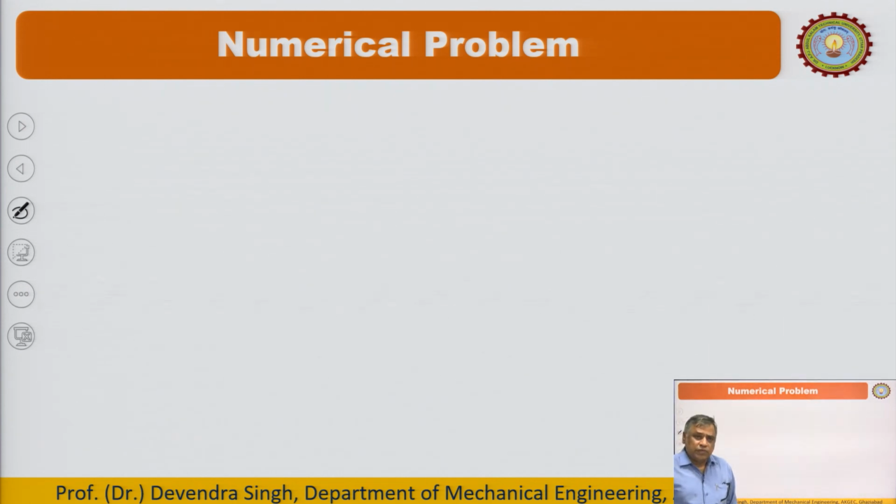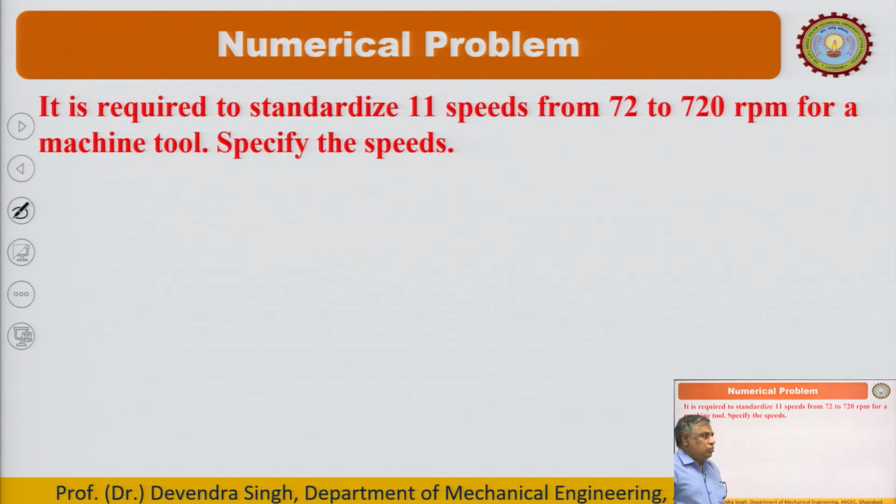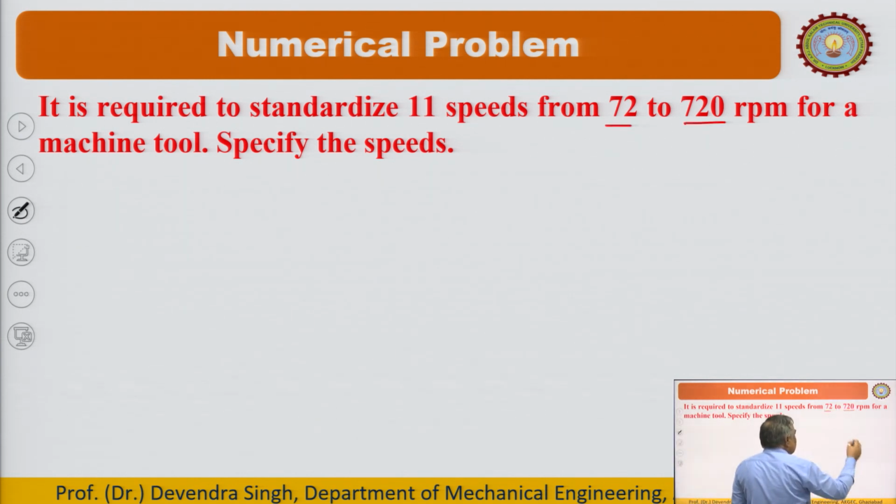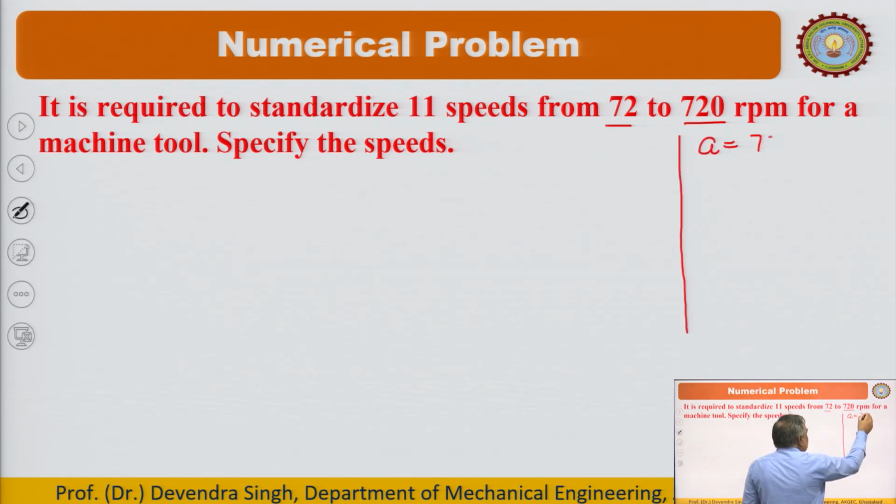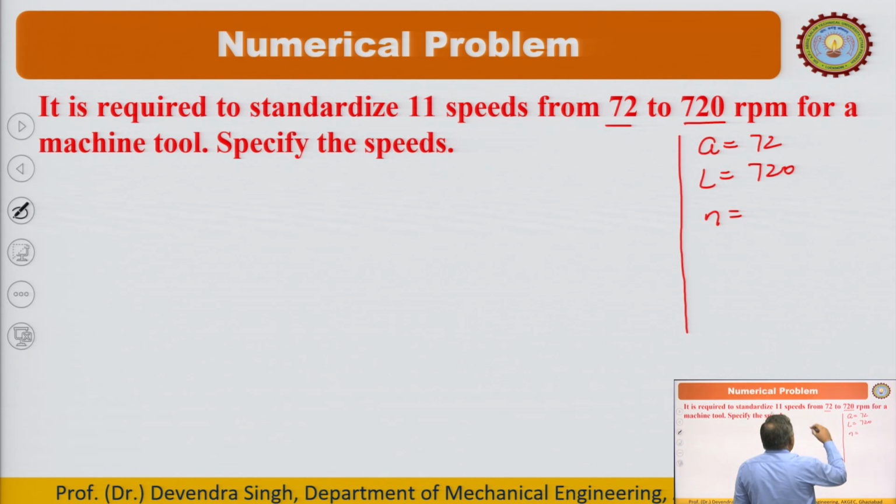So, this is our first problem where we try to understand this. It is required to standardize 11 speeds from 72 to 720 RPM for a machine tool. Specify the speeds. So, initially a person wants to start it in a way that I am advising against. They say A is equal to 72, L is equal to 720, N is equal to how many? Here 11. So, you can find phi or you can find R.